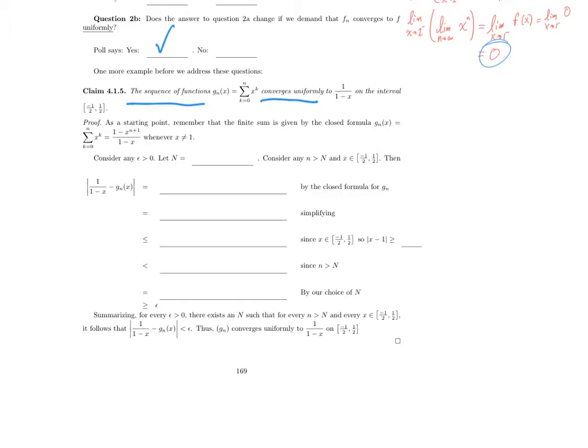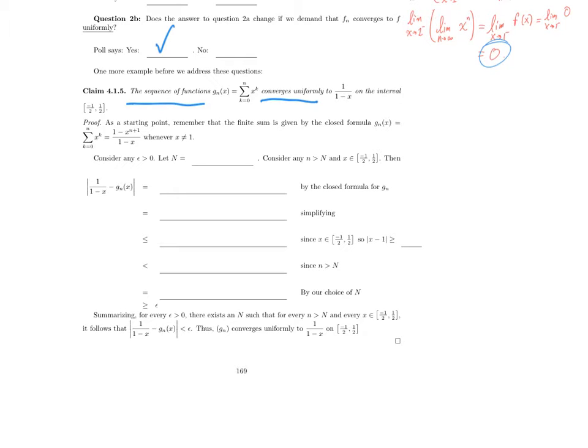And well, let's do it. As a starting point, let's remember that the finite sum, g sub n of x equal to the sum from k equals 0 to n, is given explicitly by 1 minus x to the n plus 1 divided by 1 minus x, whenever x is not equal to 1. I don't remember if we actually gave a proof of that, but the proof is straightforward enough. You can prove it by induction if you want. You always have that option. But let's use that to prove the claim.